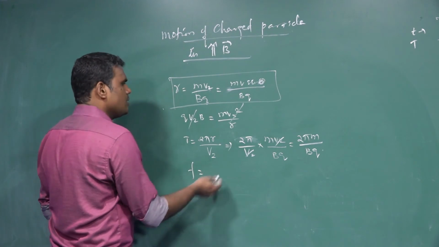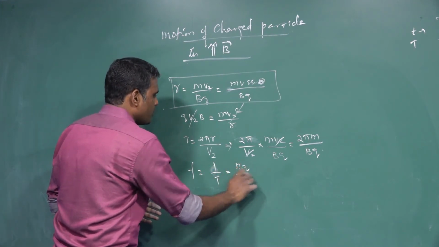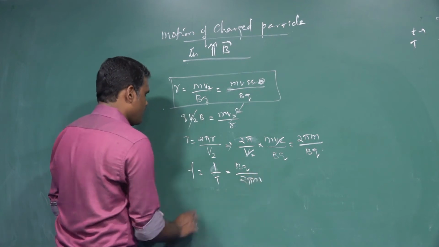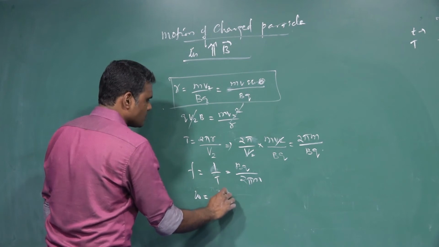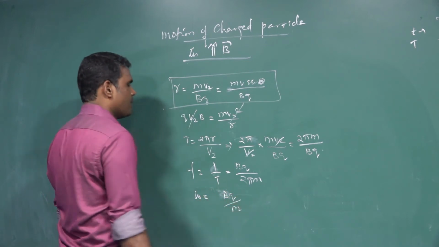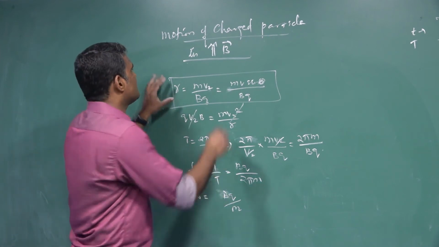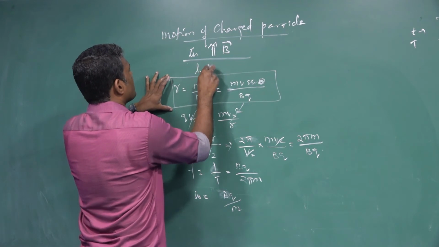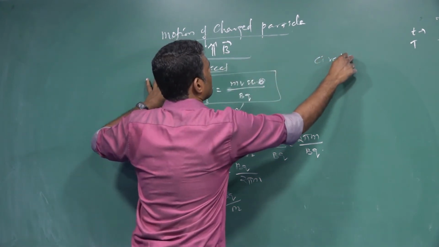Then frequency we can calculate. It is the reciprocal of time period. This is bq divided by 2 pi m. What is the angular frequency? Omega is equal to bq divided by m. So if you look at the expressions, only the radius is changing. This is for the helical path. I can compare this with the circular path.